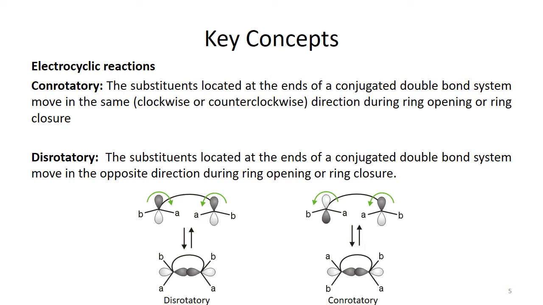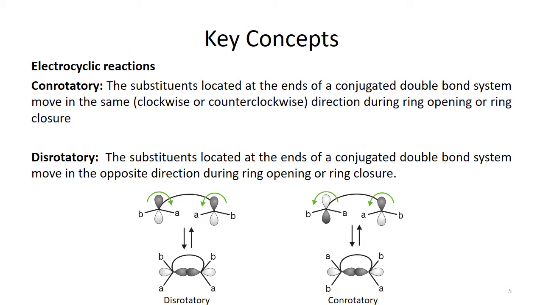And in disrotatory mode, atomic orbitals at the end groups turn in opposite directions. You can see in the figures how the movement of these orbitals is necessary to close the ring, or in the opening of the ring the same process reverses. So in disrotatory mode, the atomic orbitals of the end groups turn, one of them clockwise and the other anti-clockwise. So this is how the cis or trans geometry of the final product is decided by conrotation or disrotation.